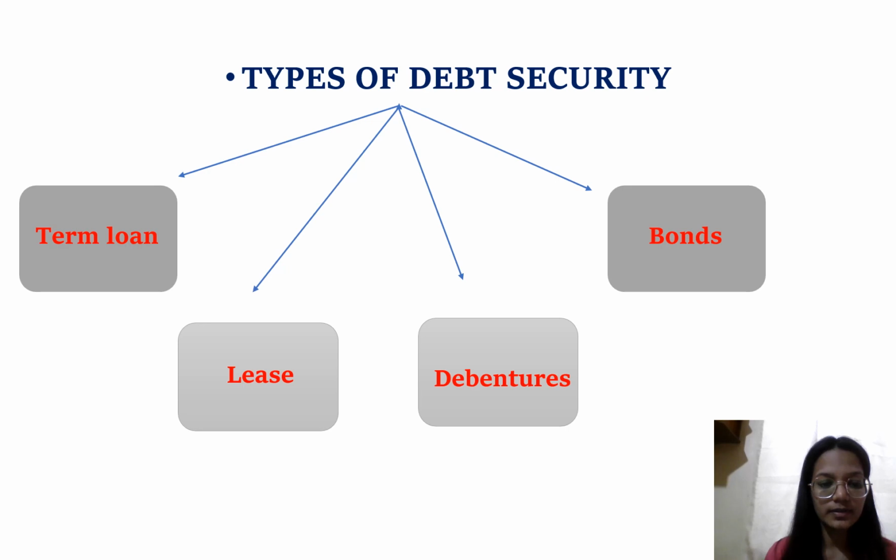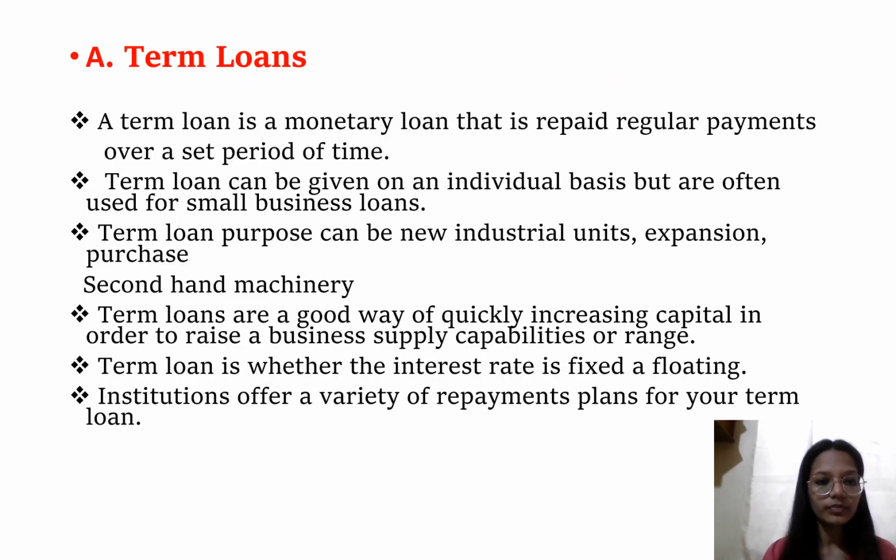Types of debt securities: term loan, lease, debenture, bonds. A term loan is a monetary loan that is repaid in regular payments over a set period of time. Term loans can be given on an individual basis but are often used for small business loans. Term loan purposes can be new industrial units, expansion, or purchase of second-hand machinery. Term loans are a good way to quickly increase capital in order to raise a business's supply capabilities or range. The interest rate can be fixed or floating. Institutions offer a variety of repayment plans for your term loan.